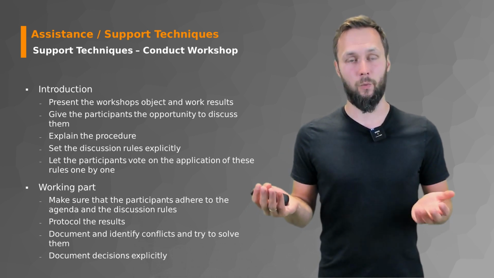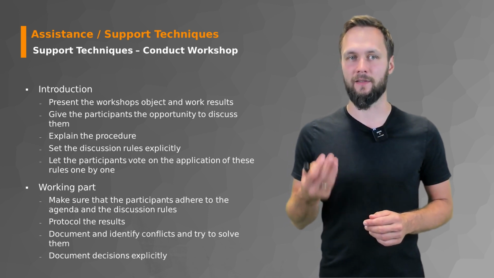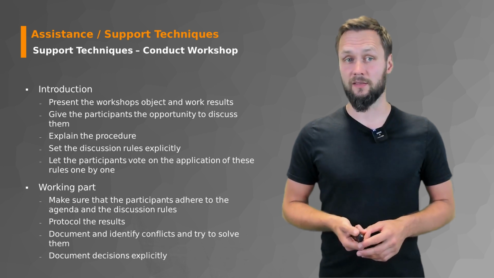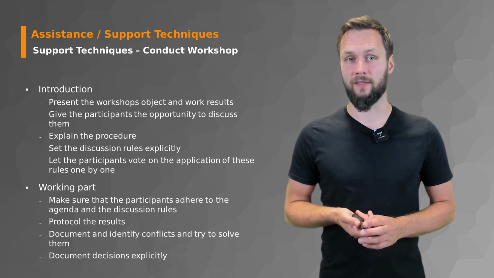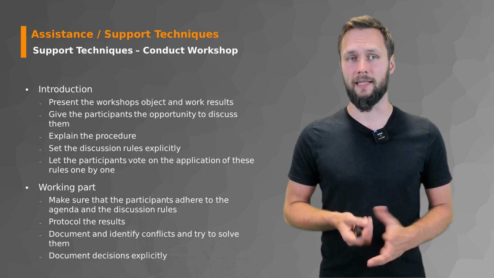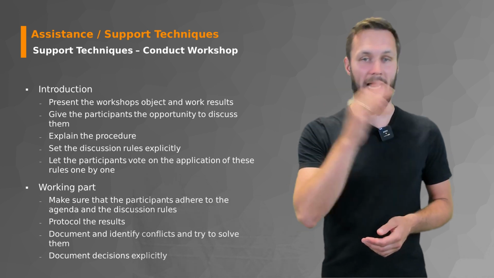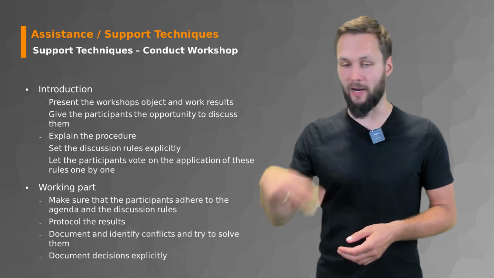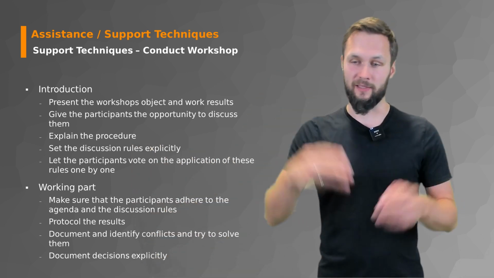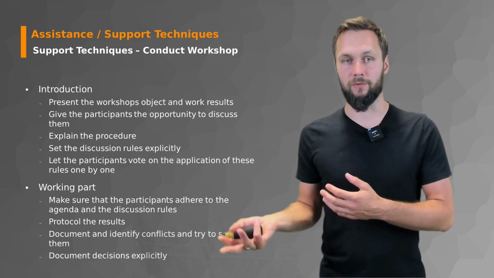And then the working part starts. Make sure that the participants adhere to the agenda and the discussion rules and that they stay on track. Protocol the results. Document and identify conflicts and try to solve them, best case right away, right at that point. And then also document decisions explicitly and trace how you got there. So X proposed this new requirement. It's a conflict with a previous requirement. We discussed it, came to that solution, and this is how we decided to solve the problem.